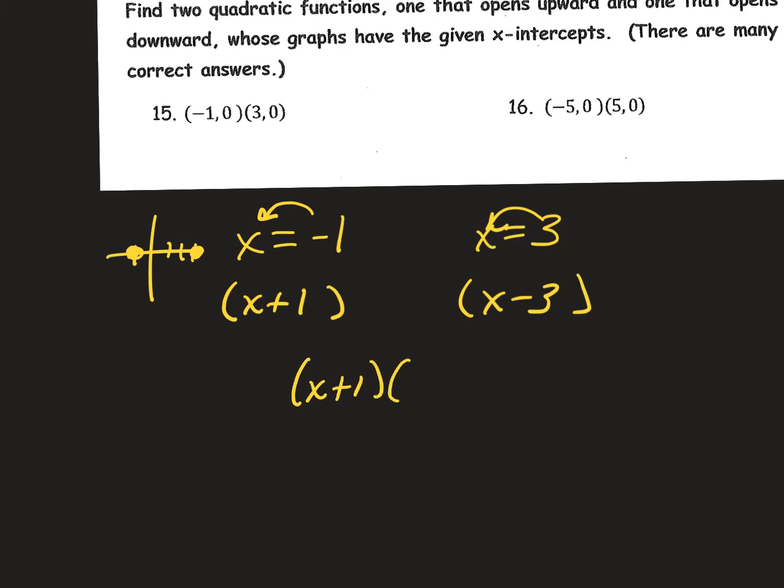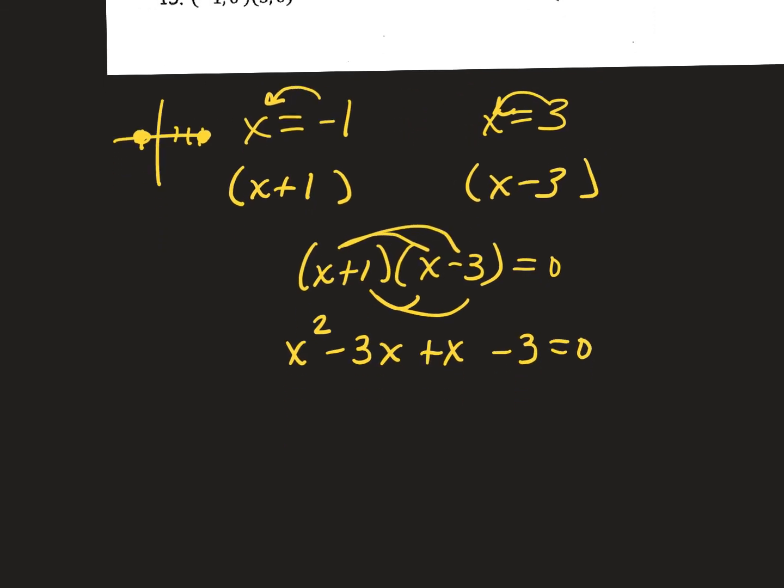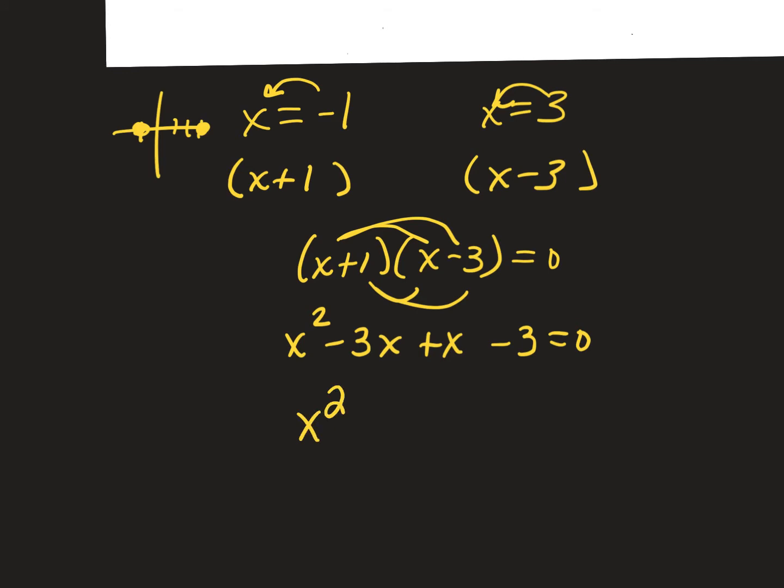do with these 2 binomials that I have written here? I would FOIL them, right? So if I work backwards, x times x is x squared. X times -3 is -3x. 1 times x is positive x. And 1 times -3 is -3. Now we're going to clean this up. X squared minus what? 2x, good. Minus 3 equals 0. That's how, given the intercepts, you work backwards to find your equation.